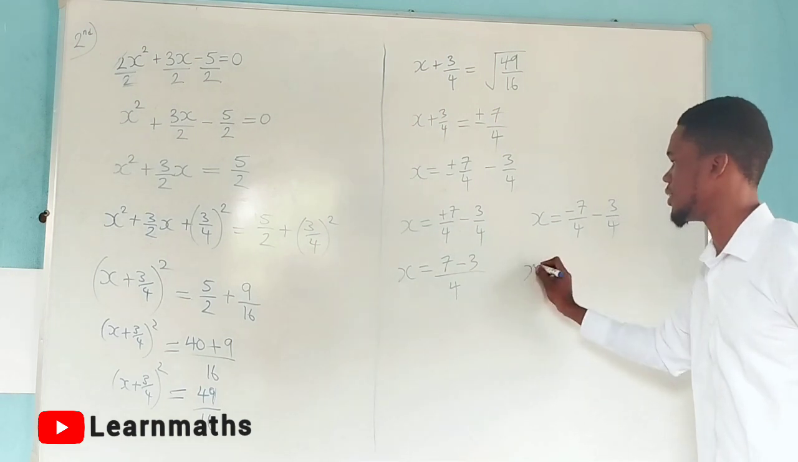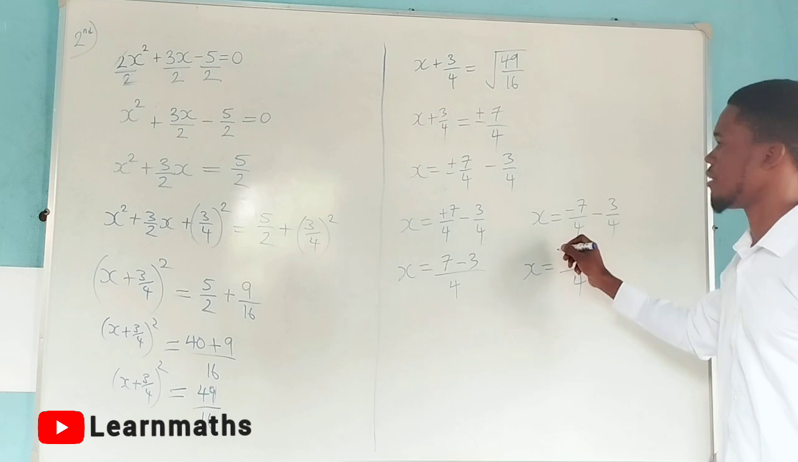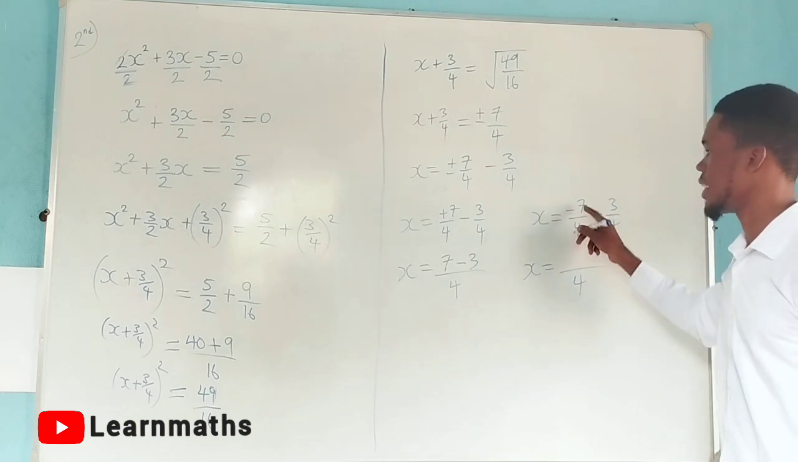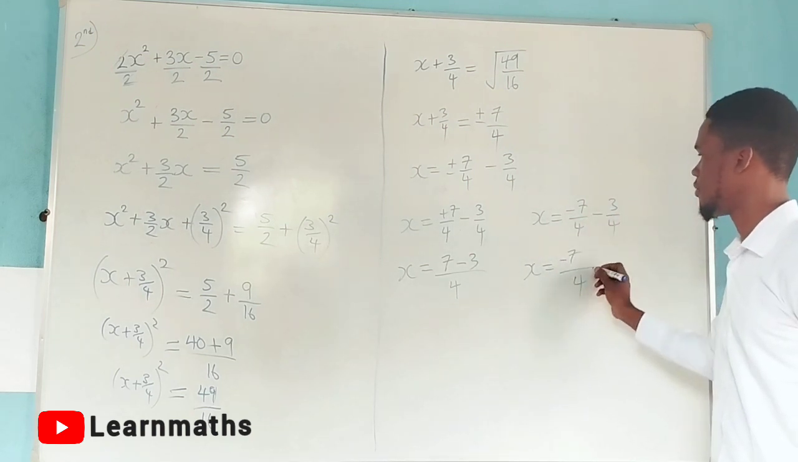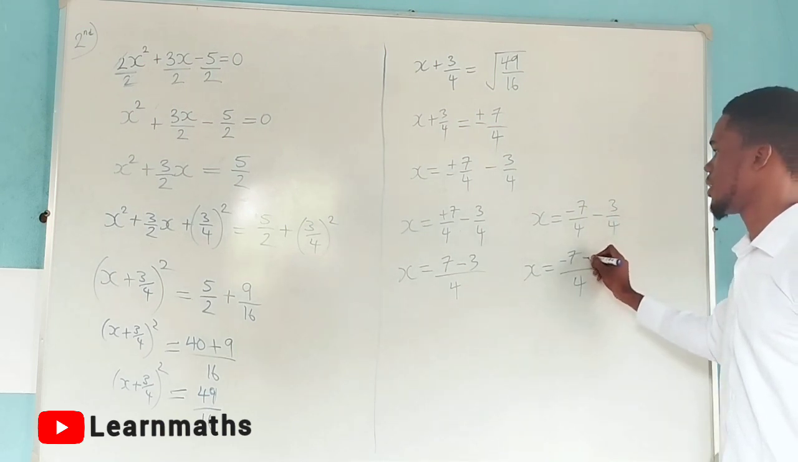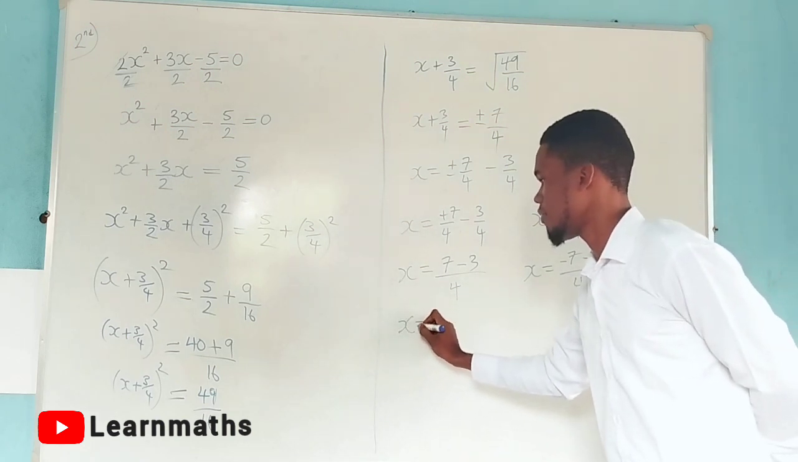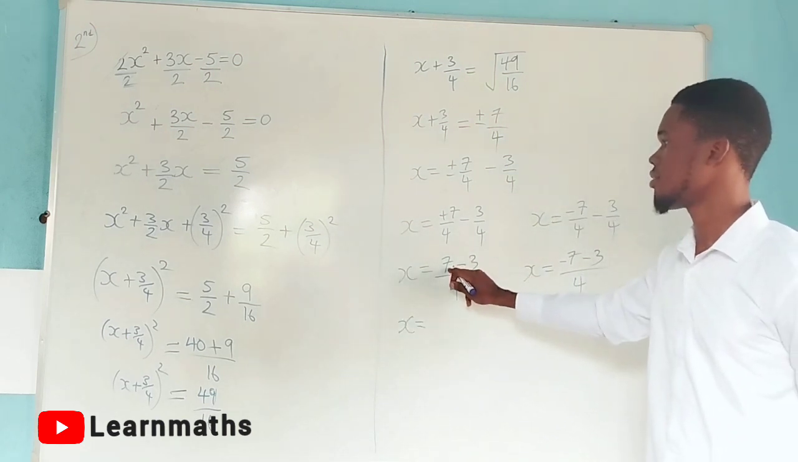Now over to this side, the LCM of 4 and 4 remains 4. 4 divided by 4 is 1, 1 times negative 7 is negative 7. 4 divided by 4 is 1, 1 times negative 3 is negative 3. So the first value for x is going to be this: 7 minus 3.